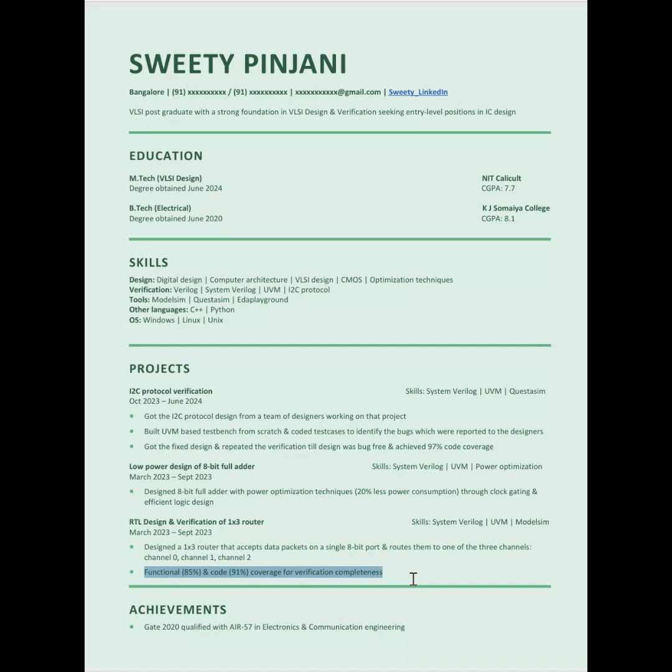The functional coverage they have achieved is 85% and the code coverage 91%. Now here the interviewer can ask you, why only 85%? What were the things you were not able to cover and what was the reason you were not able to cover? You should be able to answer that. And why just 91% code? Why not 100%? What was the reason? All these questions you should be able to answer.